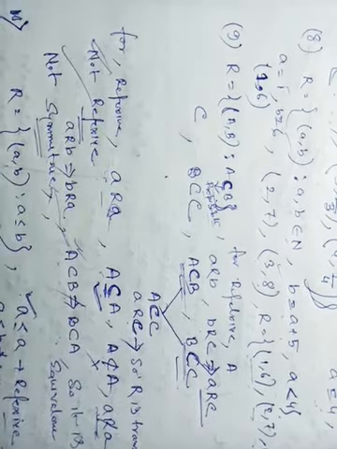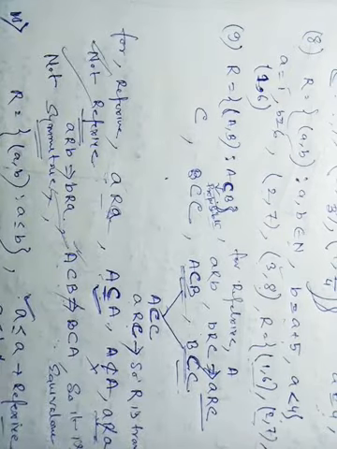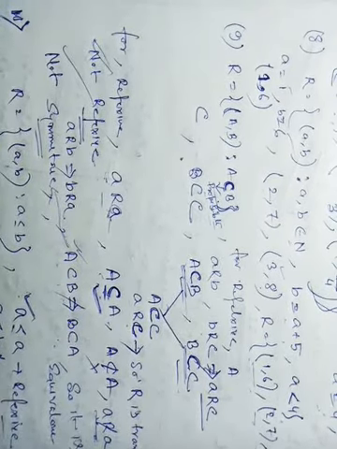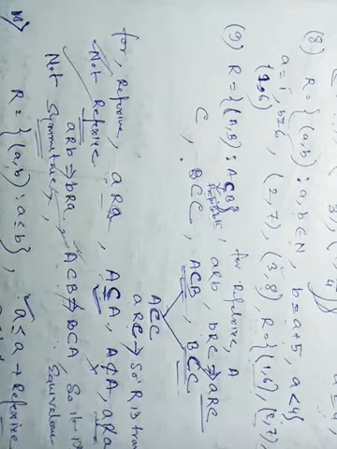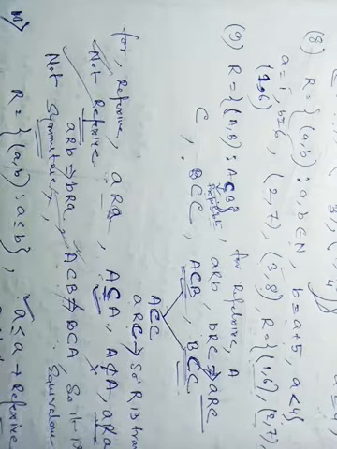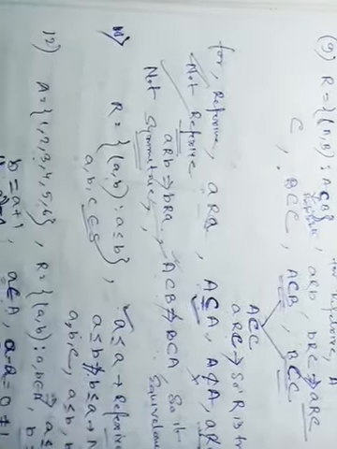So that means it is not reflexive, not symmetric, but it is transitive. So this relation is not an equivalence relation. Why is it not an equivalence relation? Because for an equivalence relation we know that we have to satisfy three properties: reflexive, symmetric and transitive. Now here two are not satisfied, only one is satisfied, so it is not an equivalence relation. Next, question number 11.